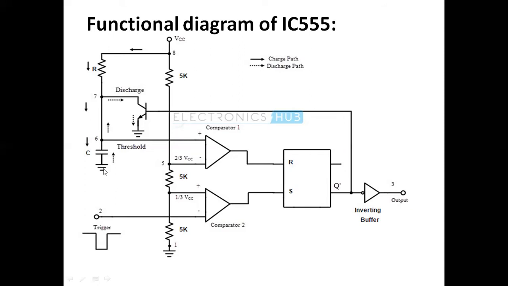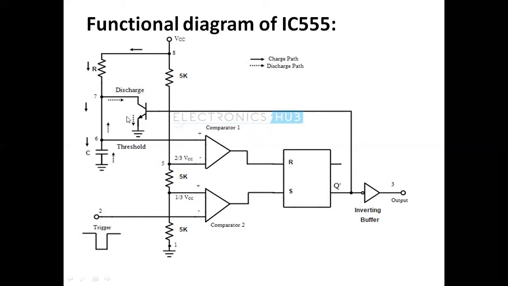Next, whenever we apply a negative trigger pulse to comparator 2, we already have a voltage of 1 by 3 VCC at the non-inverting terminal of comparator 2. If the negative trigger pulse voltage is less than 1 by 3 VCC, then the comparison takes place. That means the non-inverting terminal voltage is more compared to the inverting terminal voltage. Then the output of the comparator becomes high and it sets the flip-flop. If it is set, Q is 1, Q bar is 0, and the output will be high. If Q bar is 0, the transistor will be off.